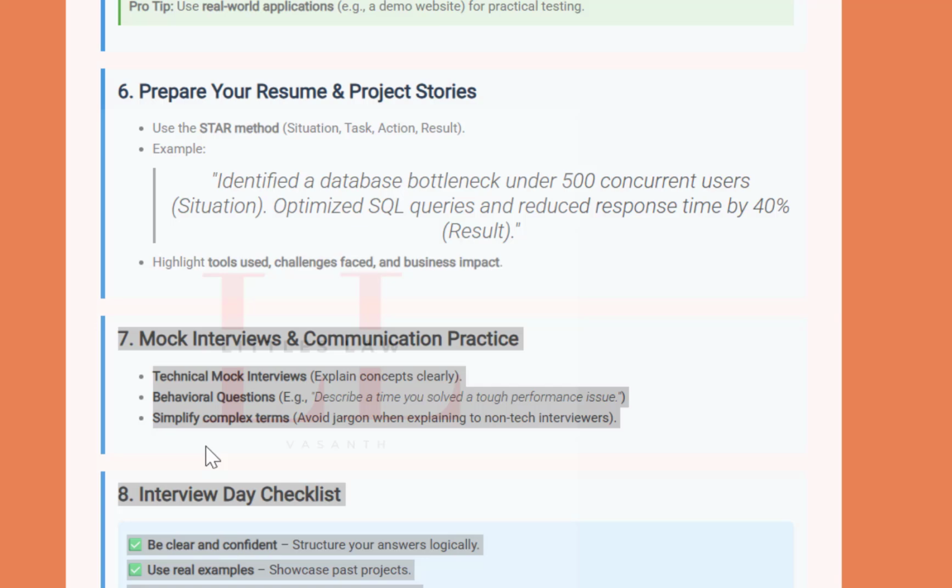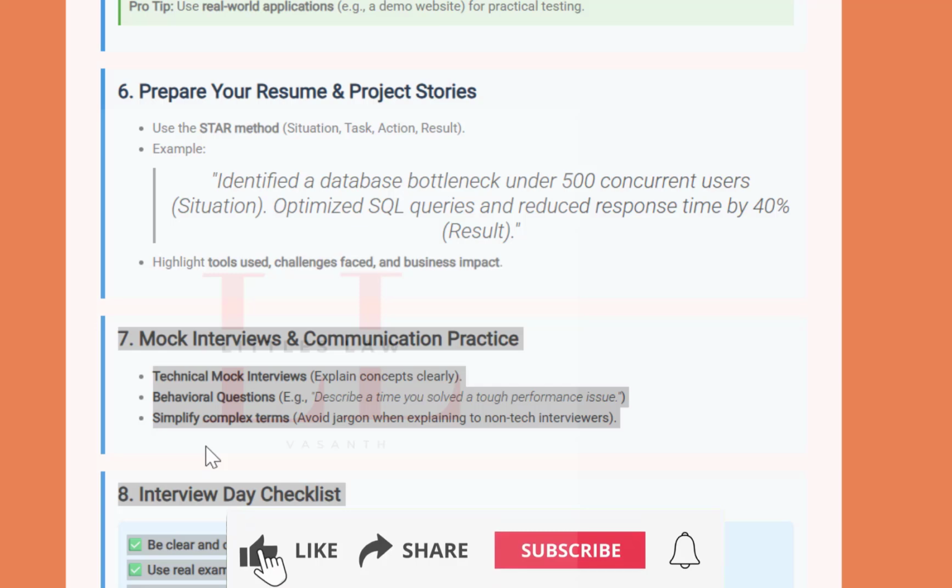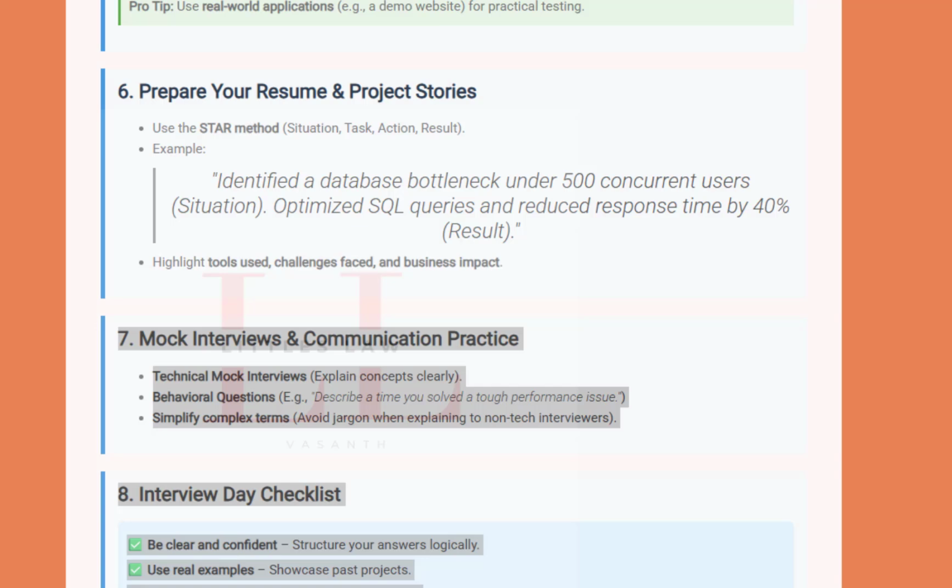And then the next part is just simulating the real interview setting. So ask a friend or a mentor to act as the interviewer. Request technical questions such as how do you approach identifying high latency in load test, and answer out loud. So speaking your responses actually improves your comfort and confidence.